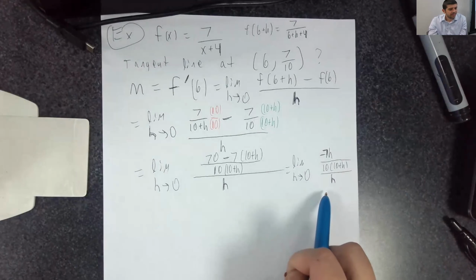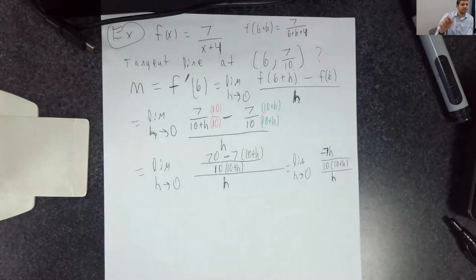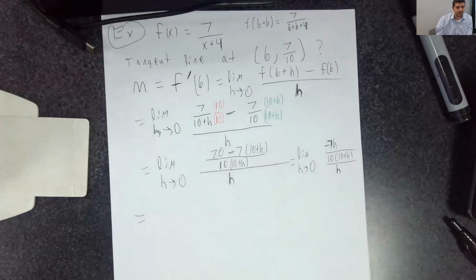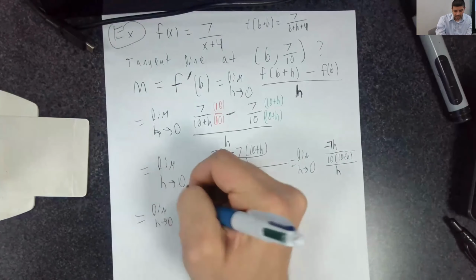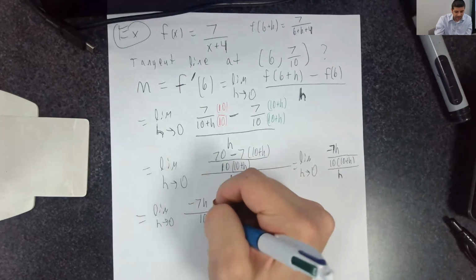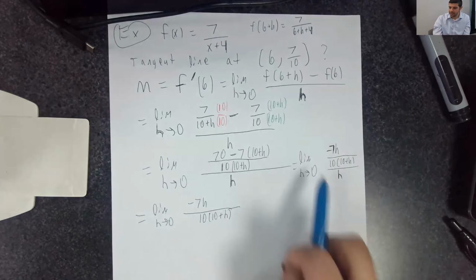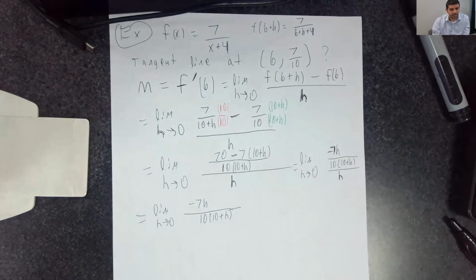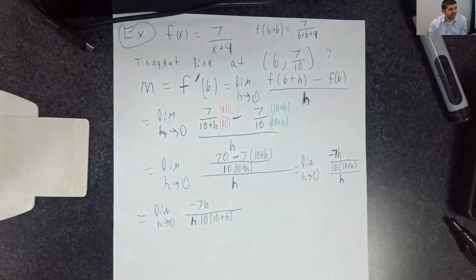How do I simplify that? Negative 7h is the numerator. What's the denominator? 100 plus 10h. I don't need to simplify it, but I guess I could. I'll just keep it as 10 times 10 plus h. You multiply it by h over 1, which is just h. There. That h is in the denominator.